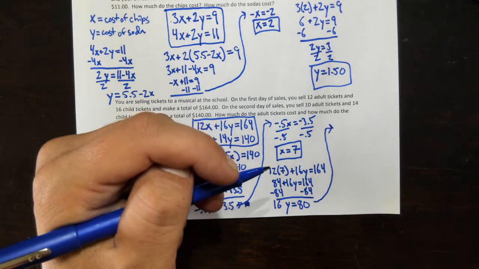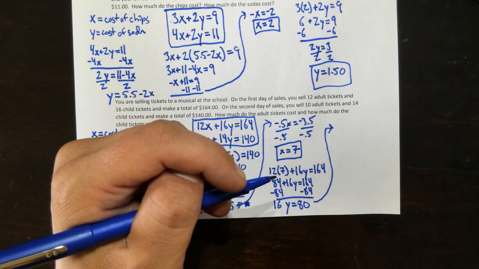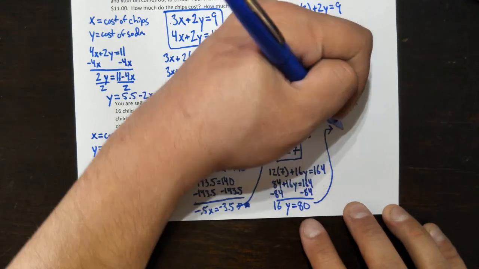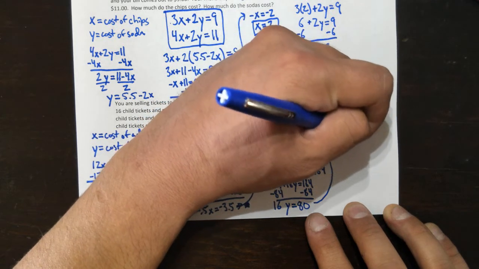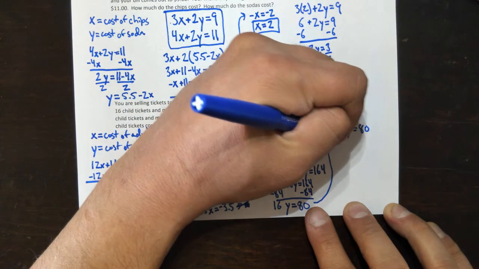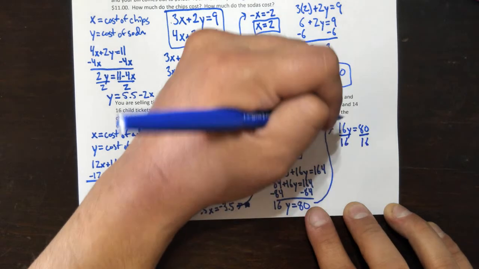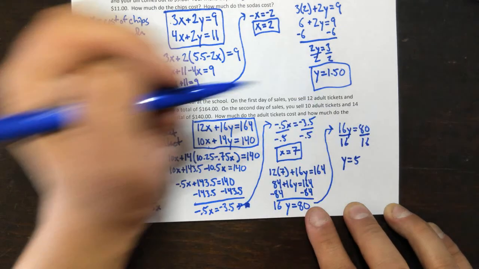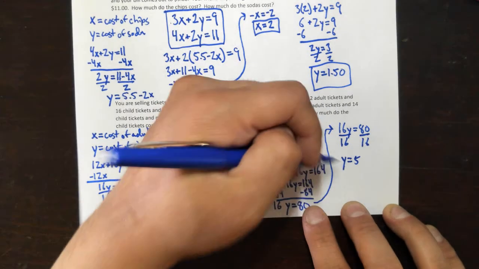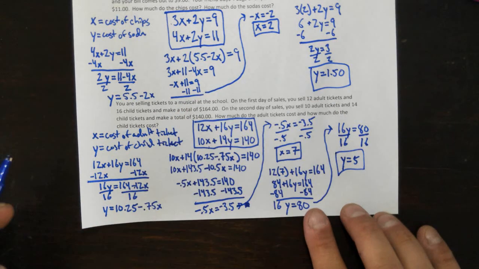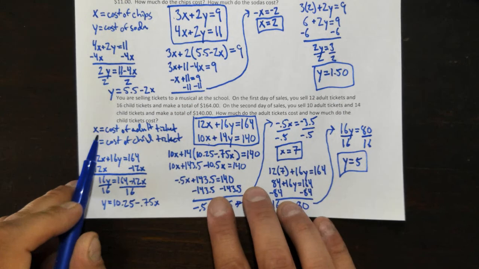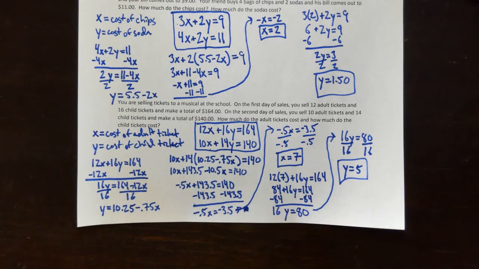And then 80 divided by 16, well, let's see, 16y equals 80. Divide both sides by 16, so 80 divided by 16 is 5, so y is equal to 5. So the cost of the adult ticket was $7, and the cost of the child ticket was $5.